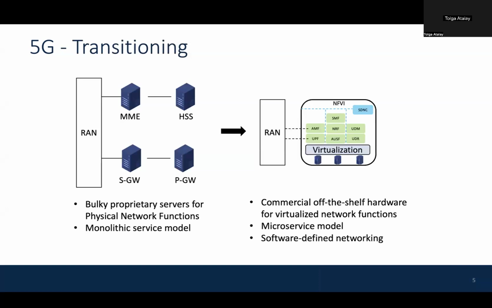Now, transitioning to 5G, these network functions start to be deployed as virtualized network functions instead of physical network functions. And now, instead of proprietary servers, they are being deployed on commercial off-the-shelf hardware. And this leads to the emergence of a microservice delivery model where we can leverage management technologies such as software-defined networking and various management and orchestration units to essentially bolster our cellular deployments. And it is this transition that really enables 5G to be more flexible and to offer services in the form of network slices.